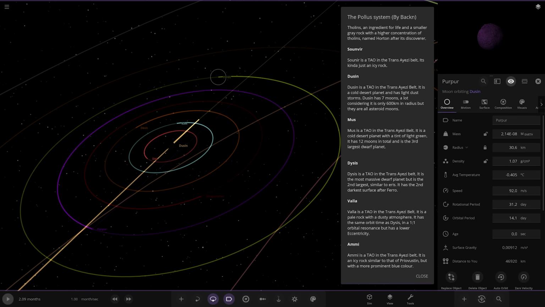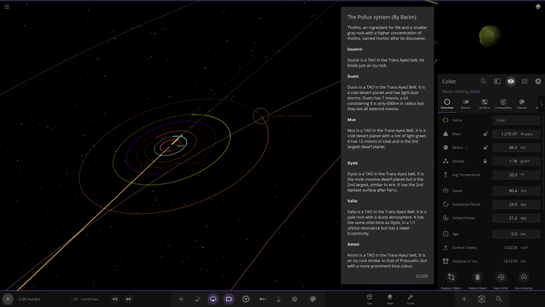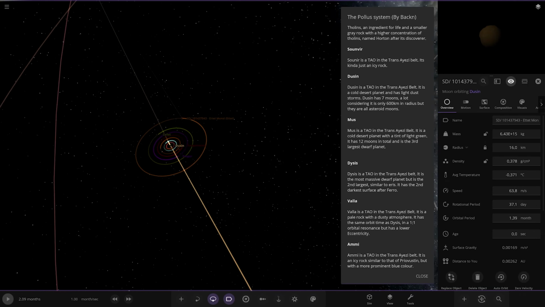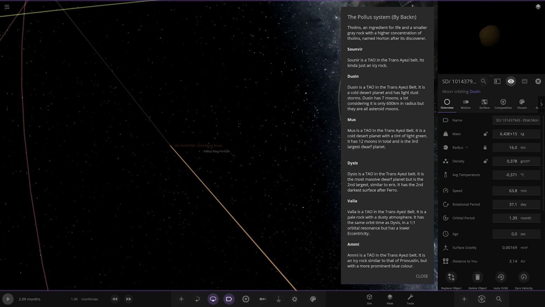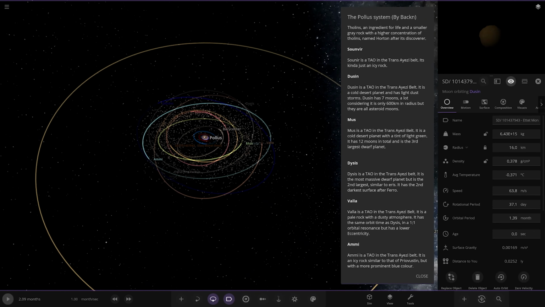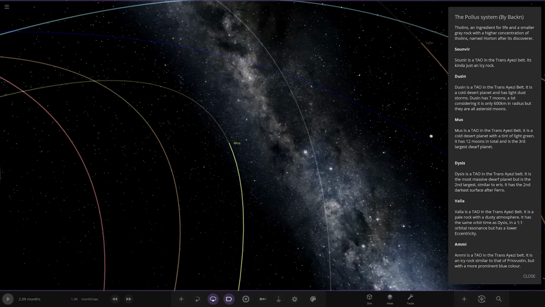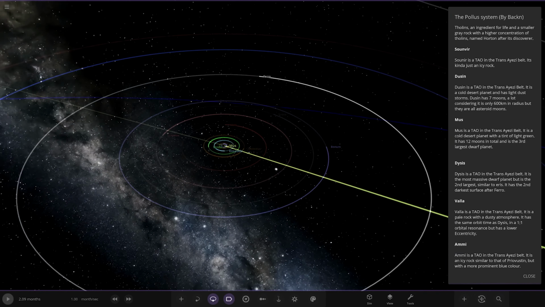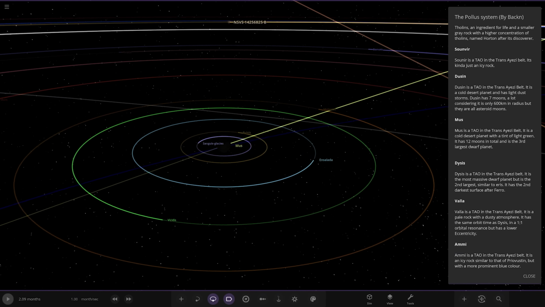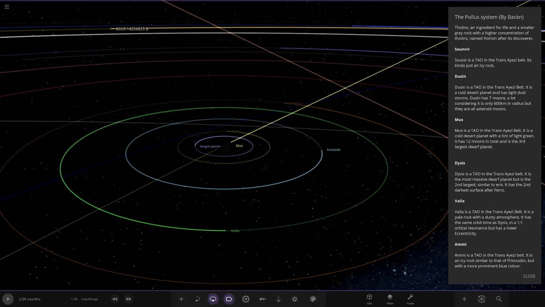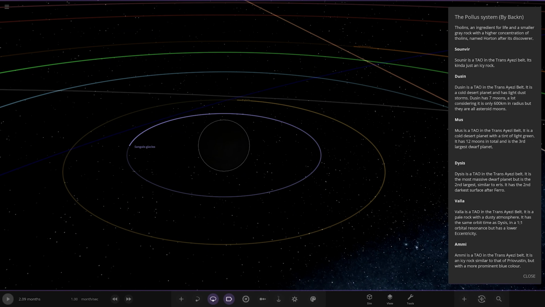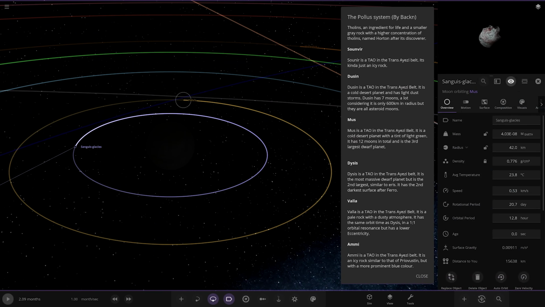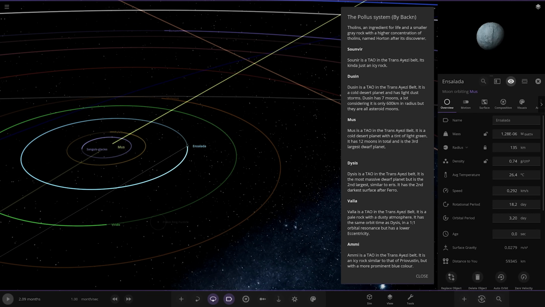Looking good. Nice. Next up, we've got Mus. Over here. It's a cold desert planet with a tint of light green. It has 12 moons in total and is the third largest dwarf planet. So again, pretty simple structure as the other ones. So there you go.